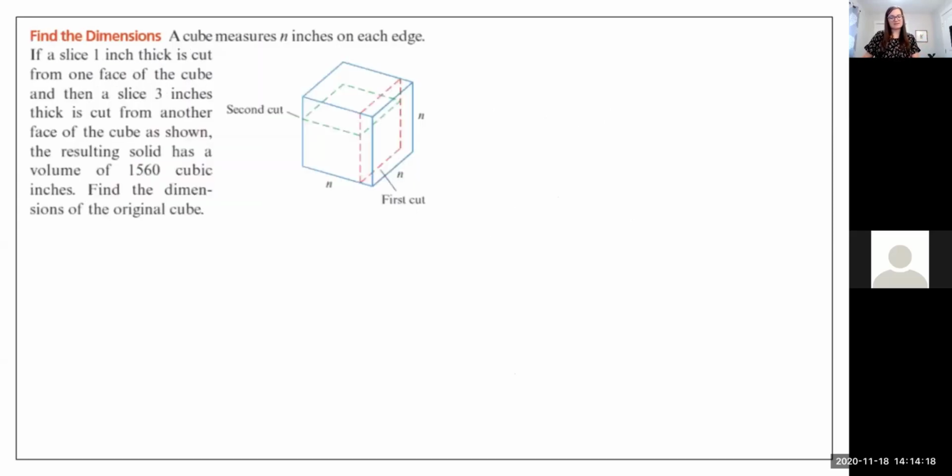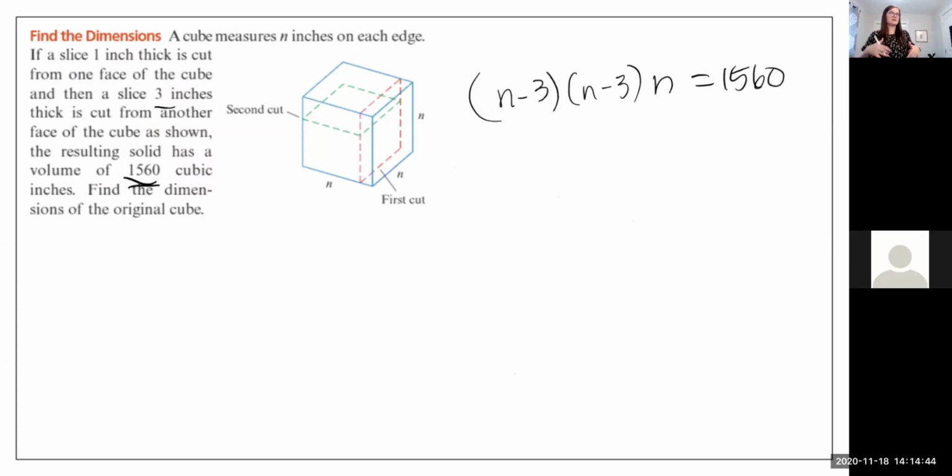Again, very similar idea when we were reducing the size of that chocolate bar. Maybe you cut things down and you're slicing off 3-inch cuts. So you probably have like n minus 3 times n minus 3. And I think they've only cut 2 sides, so times n equals 1560. And again, expand, get everything to one side equals 0, and try that out. See if you can solve for what the possibilities would be for that.